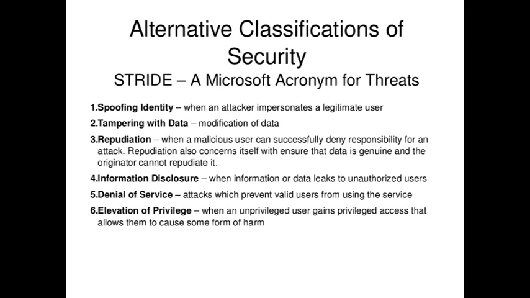Denial of service, we've discussed that. There are attacks which prevent valid users from using the service. Elevation of privilege is the final one. This is when an unprivileged user gains privileged access that allows them to cause some form of harm. So are there questions on that? Because that was quite a lot there.